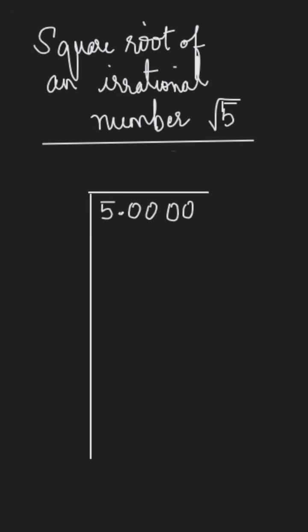Everyone, welcome to SolveStream. In this video, let us understand how to find the square root of an irrational number. So let's take root 5 and try to find the square root of this number using the long division method.